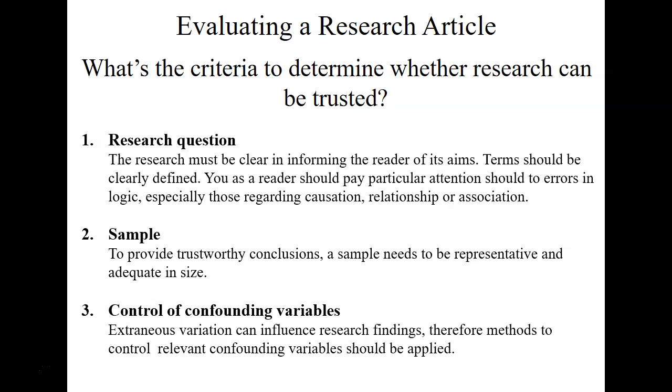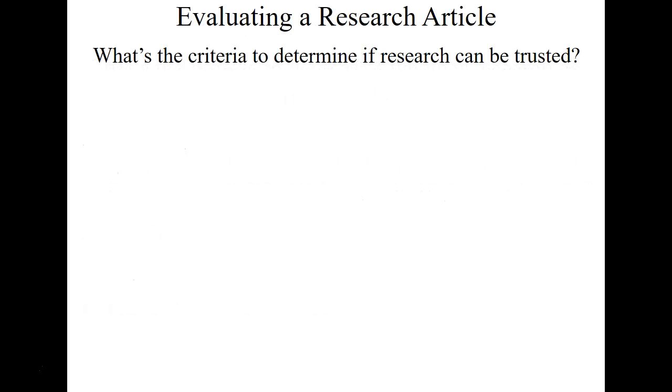We want to make sure that all the other variables are evenly distributed amongst those groups, so that the only difference is the independent variable that I'm interested in studying. If they aren't evenly distributed, we call those variables confounding variables, because those are variables that could impact the results. So you always want to look for that.